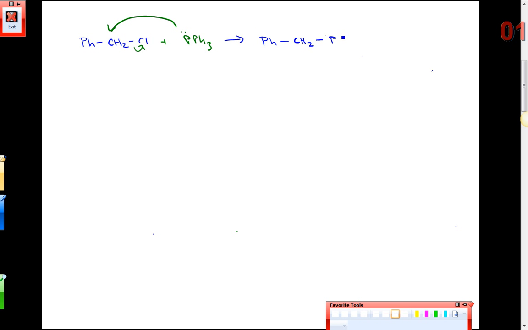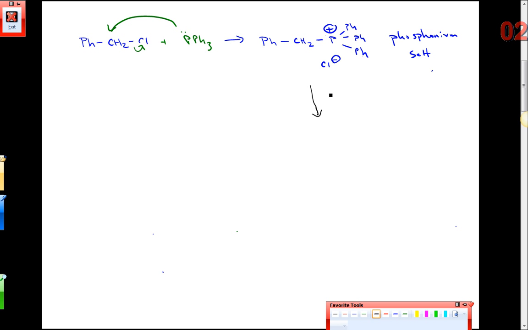CH2 phenyl, or phosphorus, excuse me, that phosphorus is coupled to 3 phenyl groups. It has a net plus charge, and then the chloride gets kicked out as a minus. We refer to this species as the phosphonium salt. This species is really easy to isolate. It just falls right out of solution. We'll then take this and react it in the second step.